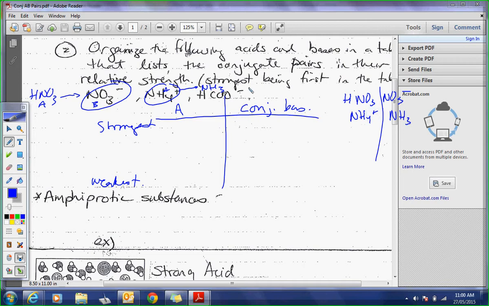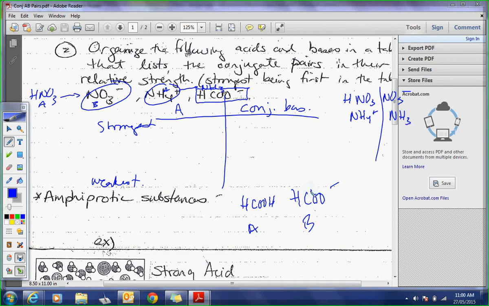And what about this? HCOO minus. Can it accept a proton? Yes. So it is called a base. And if it accepted a proton, what would it look like? HCOOH, also called methanoic acid. Everybody see the COOH there? Methanoic acid. Okay? So this could become this.